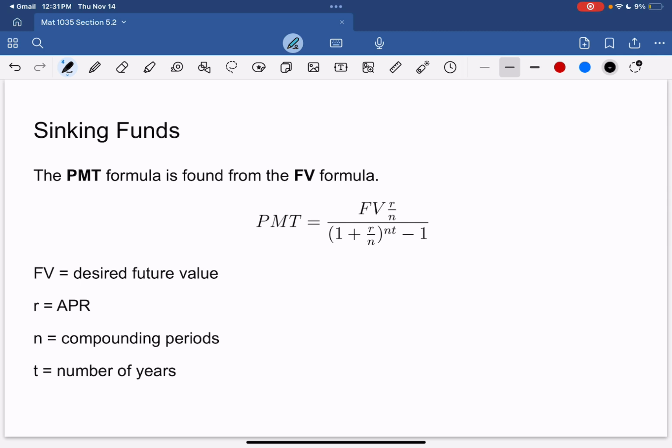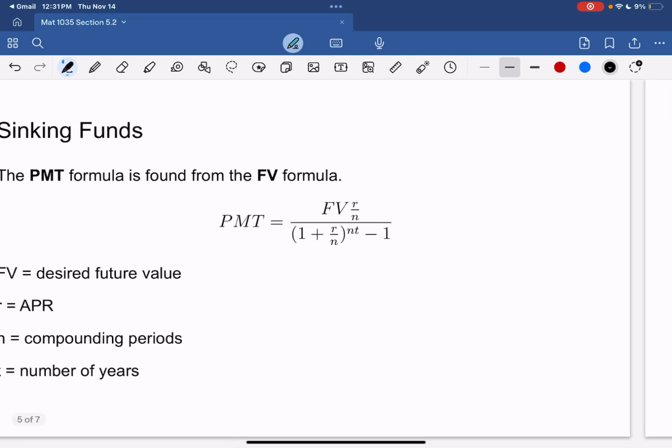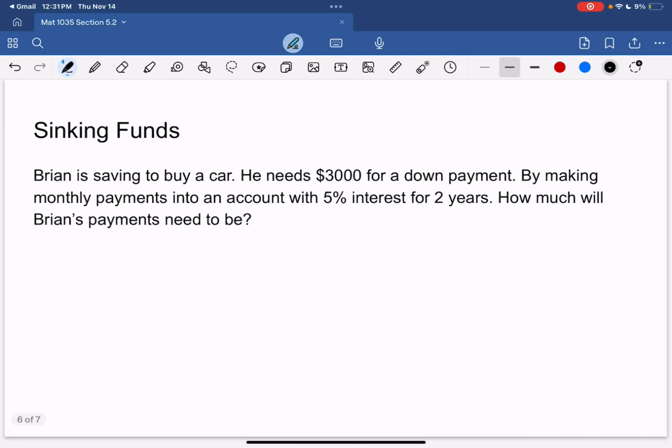All right, future value is the desired future value. So if we want to save $25,000, that would be our FV. Our APR is our rate, which is R. N is the compounding periods per year, and T is the number of years. Okay, so let's say that Brian is saving to buy a car, and he needs $3,000 for a down payment, and by making monthly payments into an account at 5% interest, how much will Brian's payments need to be?